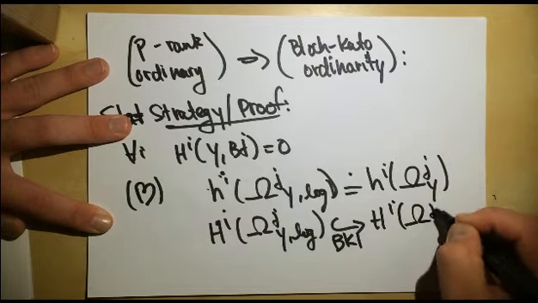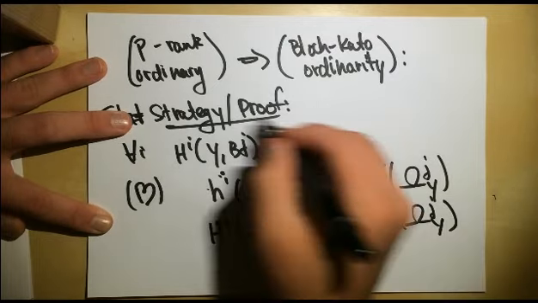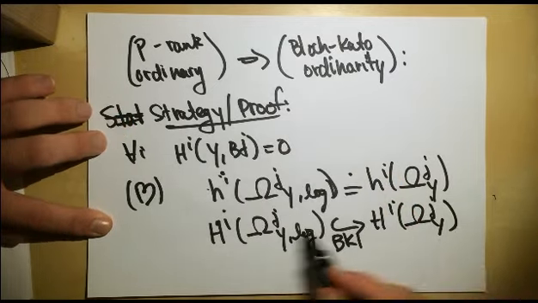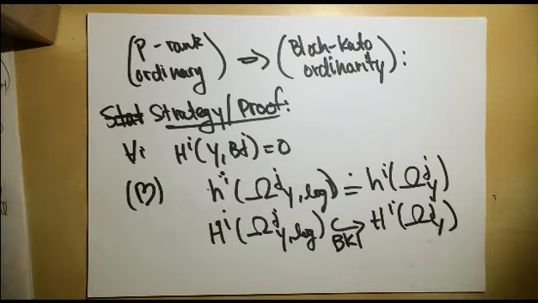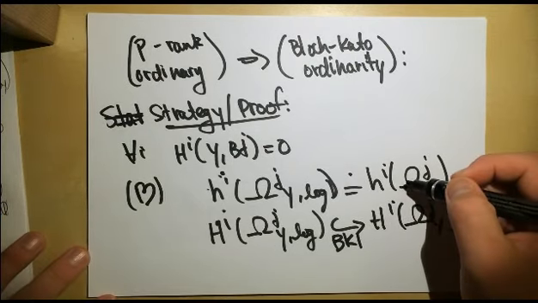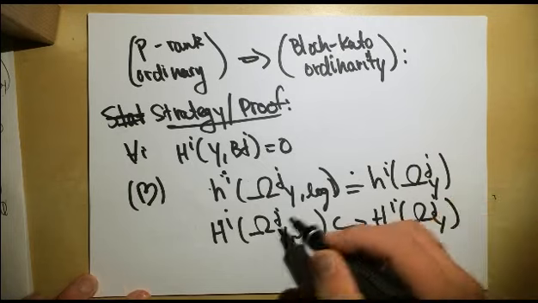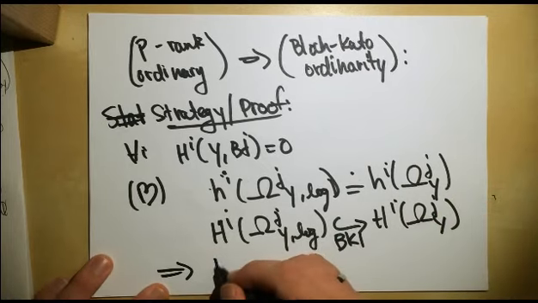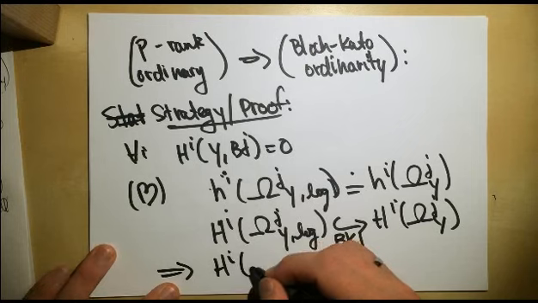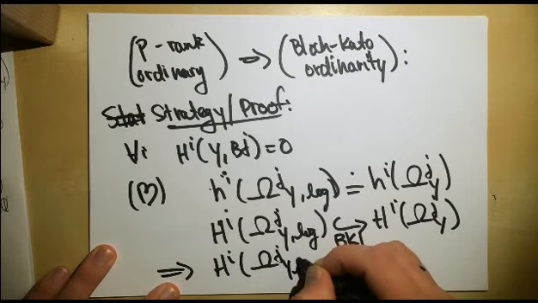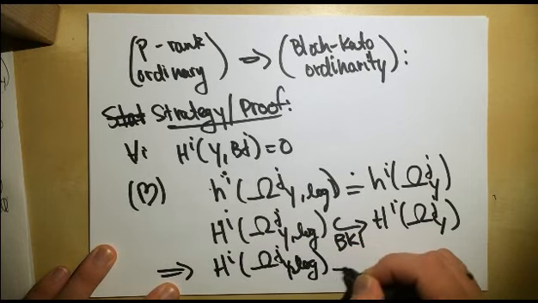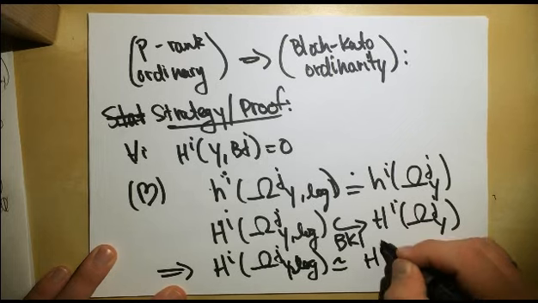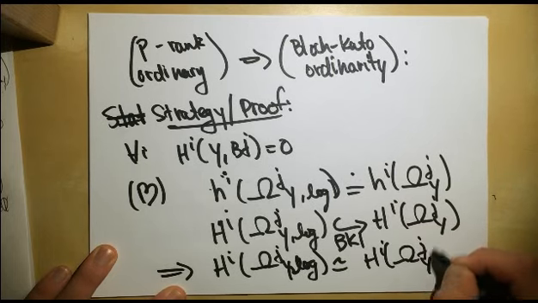Omega j here. So from this hypothesis, we get this injectivity. So this is for i's and j's. Okay, and so if we have this and we have this, so we have an injection and they're the same dimension, this will imply that this omega j log is isomorphic to H^i omega j y. So like that.